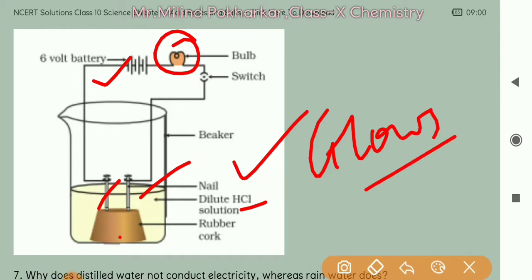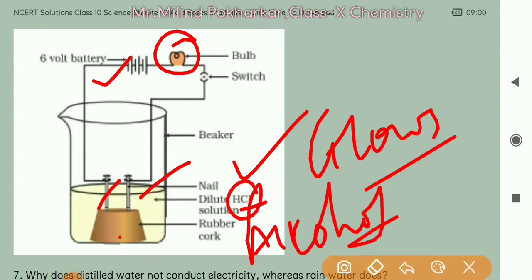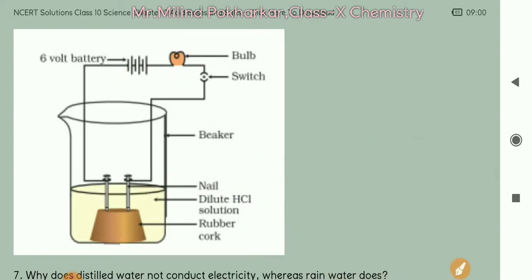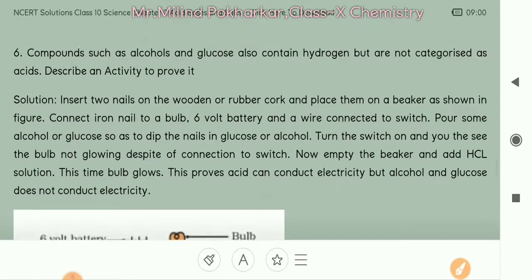Now see, after testing with HCl we have to empty this beaker and fill the alcohol in it. So when alcohol was kept instead of hydrochloric acid, the bulb did not glow. So it proves that alcohol and glucose also contain hydrogen but do not characterize acid.